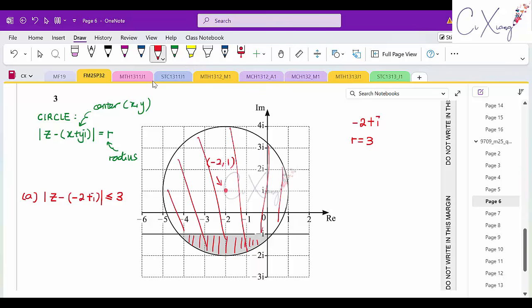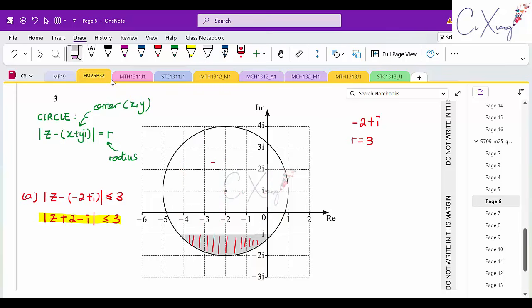Okay, so the first inequality from the diagram is the modulus of z minus the complex number is smaller or equal to 3. That means it is the region that denotes the whole circle, inside the circle. Some will prefer to take the negative into the bracket, becoming z plus 2 minus i, smaller or equal to 3. That also works, so up to you which one you want to write. So this is the first inequality that we have.